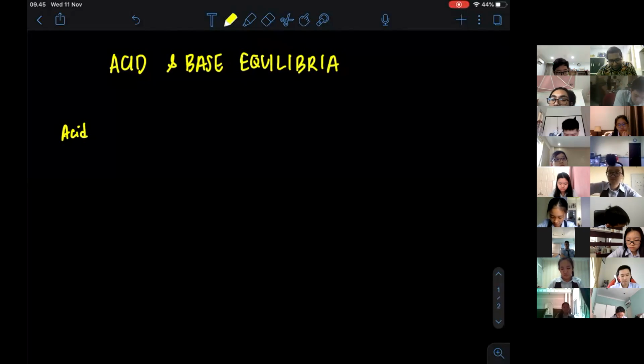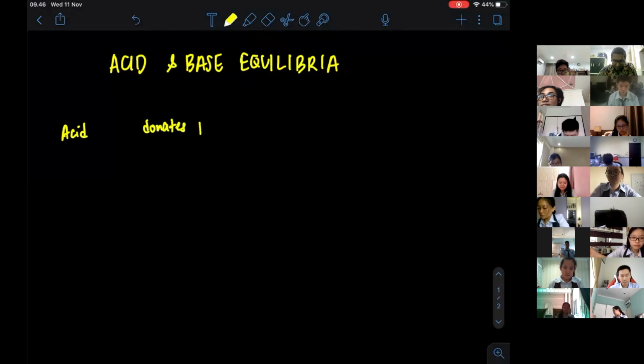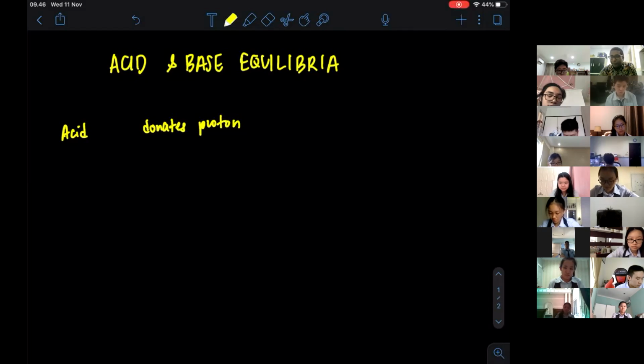A proton donator. Again, Josh. It donates protons. Okay, so it donates proton, or sometimes people actually take it. Last time they say that when it dissolves in water, it gives you H plus ion. So H plus is proton.